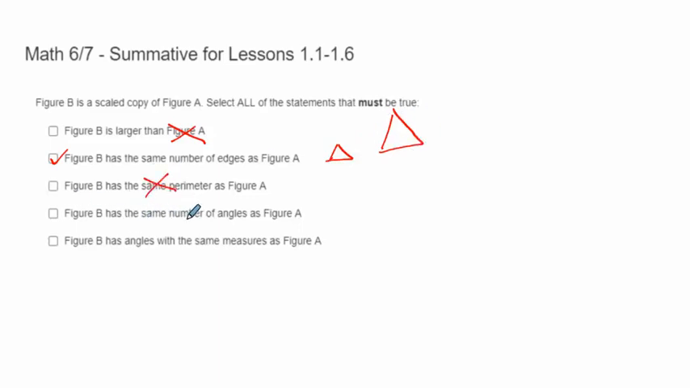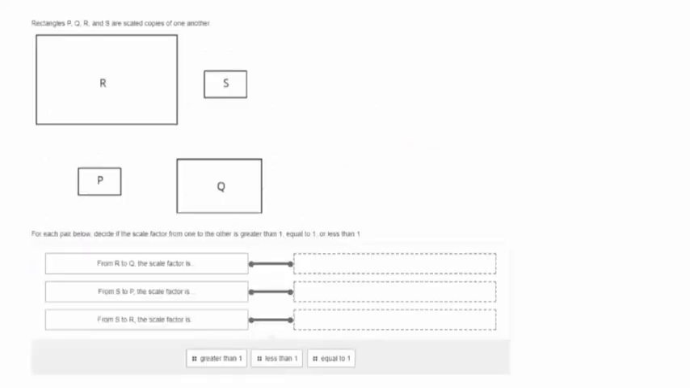It has the same number of angles. Well, yes, if it's a triangle, it's still going to have 3 angles. If it's a quadrilateral, it still has 4. So that's true. And the angles have the same measurement. Yes, we continue to talk about how the angle measurements will not change. All right, that works. Go to the next one.